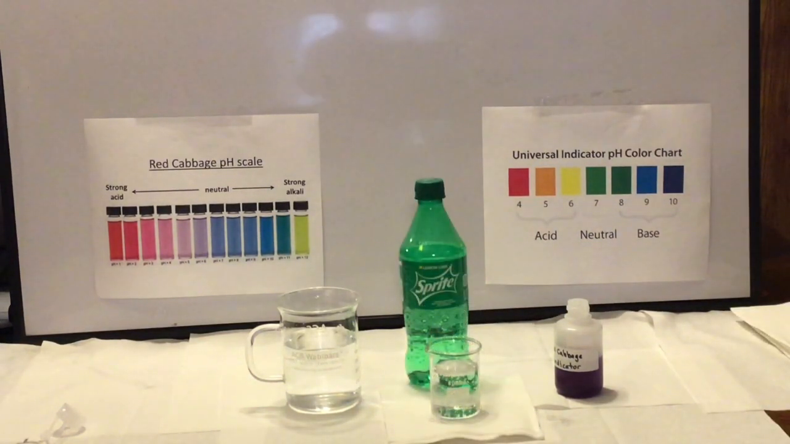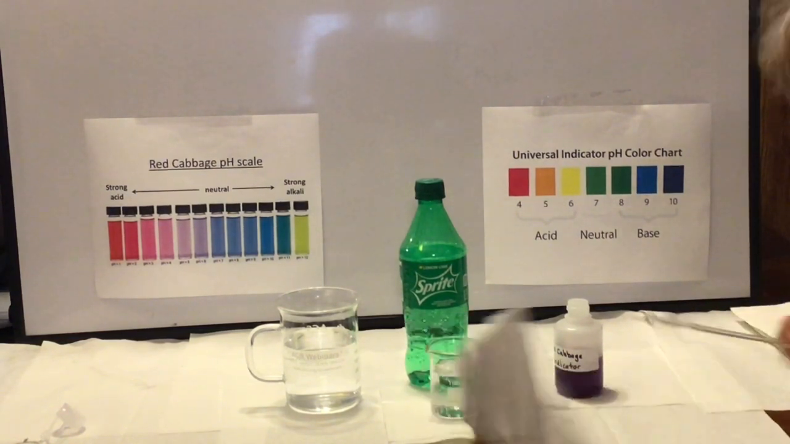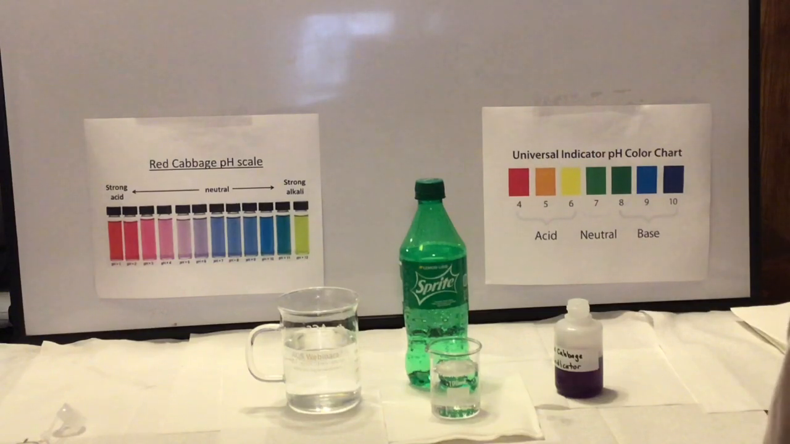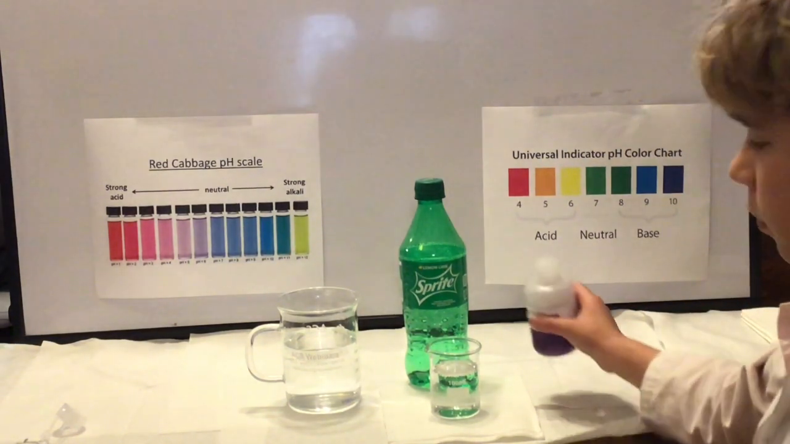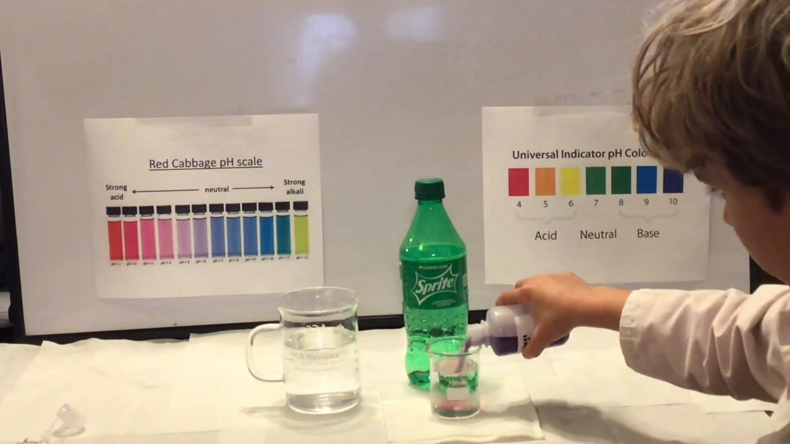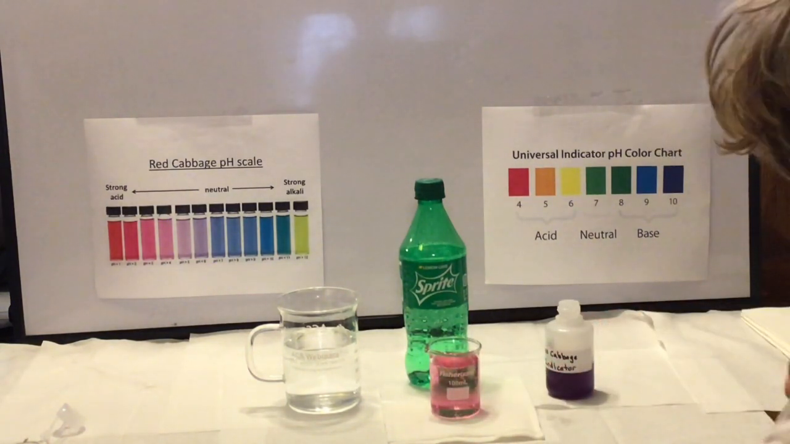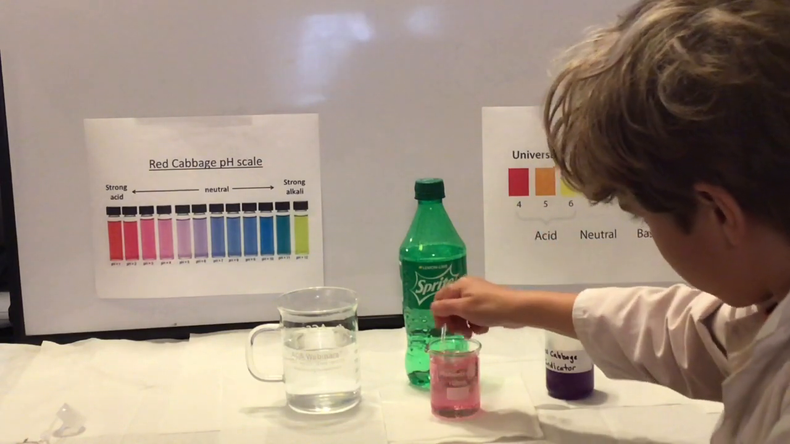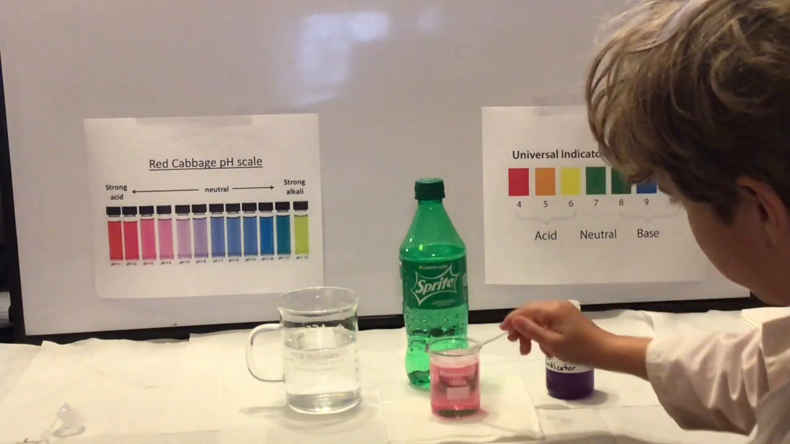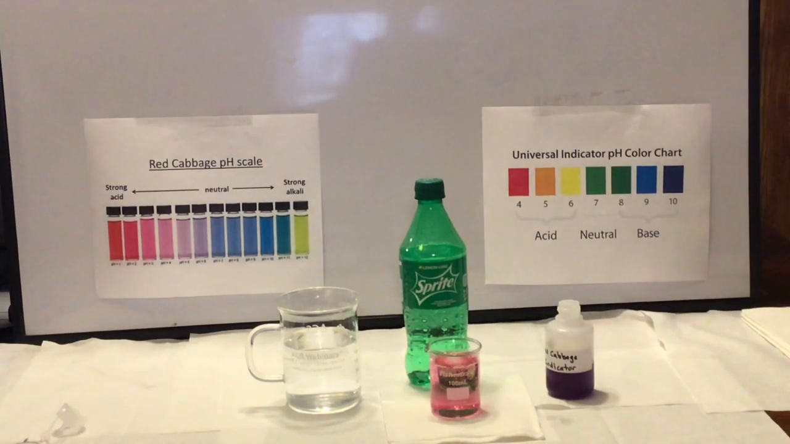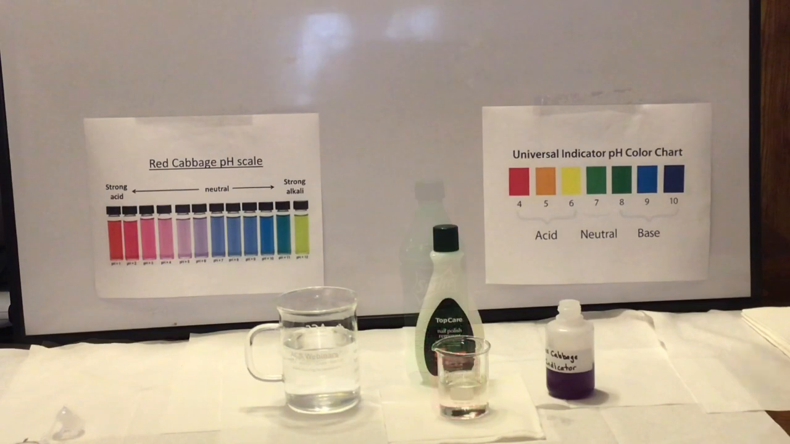Now, here's Sprite, one of the colorless carbonated beverages we could find. No need to dilute it, so we're just going to add the red cabbage juice directly to our Sprite here. And when that happens, what you're going to see is that, like most sodas, there is an acidic nature to them. And you can see that Sprite has kind of, I would say, a pinkish red color. It's a little bit more pink than red, and we'll see some things that are a little darker red as we work our way through.